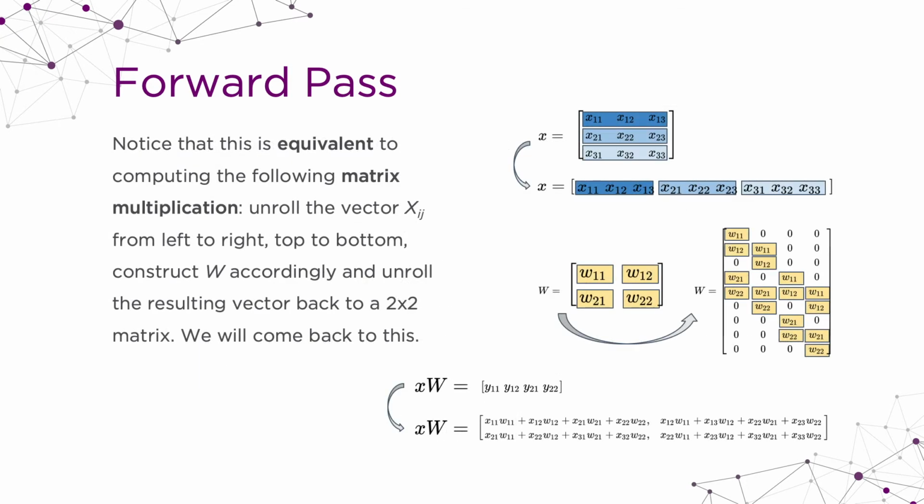So one thing that I want you to notice is that this is equivalent to performing the following matrix multiplication. We take our input x, and we unroll it from left to right, top to bottom. Instead of having a matrix, we now represent it as a vector by using this unrolling technique. We then construct our matrix w for our weights based on the stride, the padding, all the different parameters that we've defined. And it turns out that if we do the matrix multiplication x times w, we get the exact same output that we computed before.